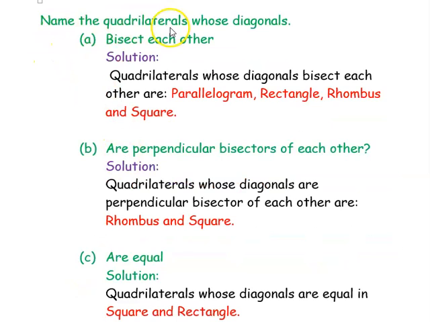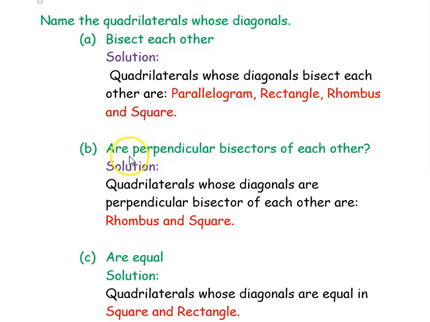Next question, name the quadrilaterals whose diagonals bisect each other. Bisect means they are divided equally into two halves. Now if you look at all the quadrilaterals we have studied, in a parallelogram the diagonals bisect each other, and in a rectangle the diagonals bisect each other. In a rhombus also the diagonals bisect each other, and in a square also the diagonals bisect each other exactly. So parallelogram, rectangle, rhombus and square are the quadrilaterals whose diagonals bisect each other.